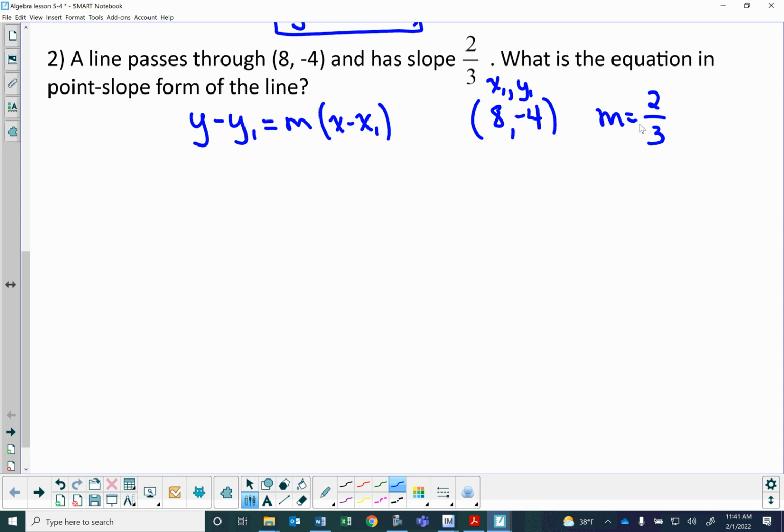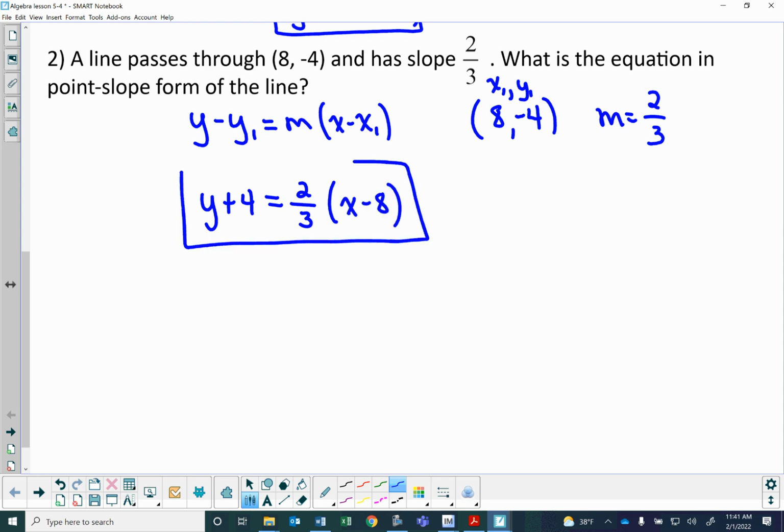So these are the points and the numbers that I'm going to substitute into my equation. So y minus a minus 4, we already talked about how a minus a minus is a plus, so y plus 4 is going to equal m, but m is 2/3 parentheses x minus 8. And that is the point-slope form for an equation. Point-slope form is very easy to write, not necessarily easy to work with once you have it in this form. However, if you understand the form, you can use it in many various ways.